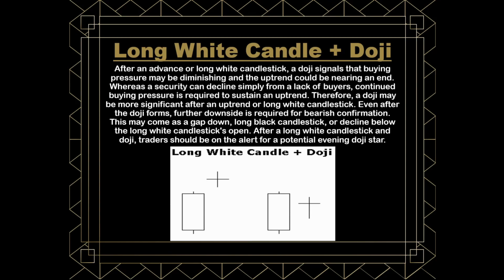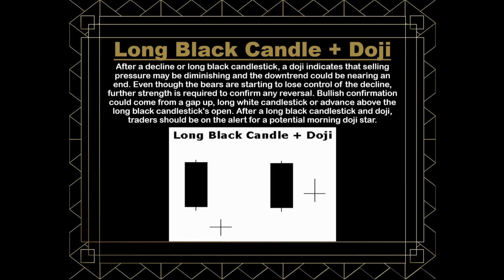Even after the doji forms, further downside is required for bearish confirmation. This may come as a gap down, long black candlestick, or decline below the long white candlestick's open after a long white candlestick and doji. Traders should be on the alert for a potential Evening Doji Star. Long black candle plus doji.